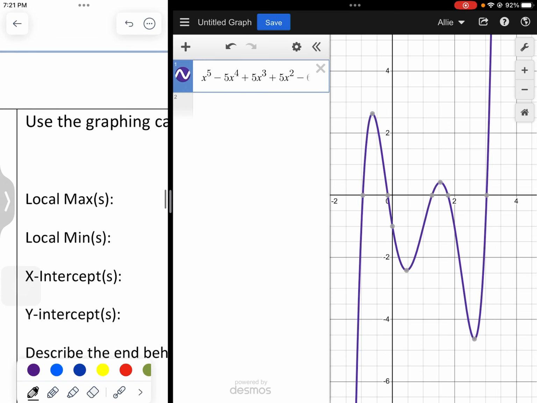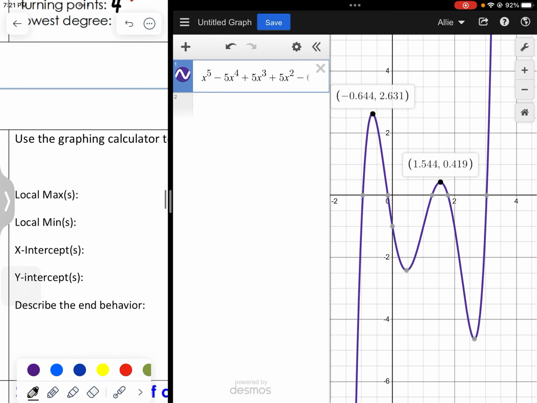So the local max, I'm going to start with that one. Looks like we have 2 of them, here and here. So let's just round those to 1 decimal place. So negative 0.6 and 1.5. Oh, sorry, I'm looking at the x values. Look at the y values: 2.6 and 0.4.